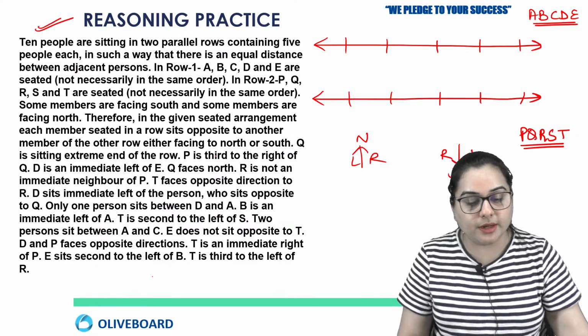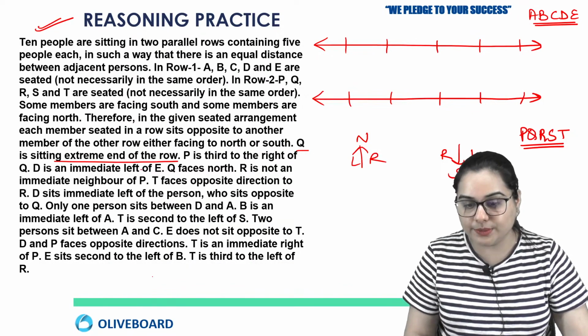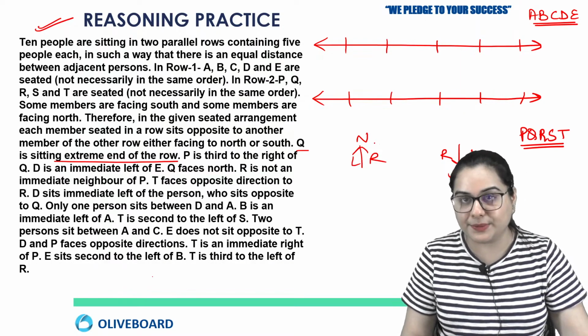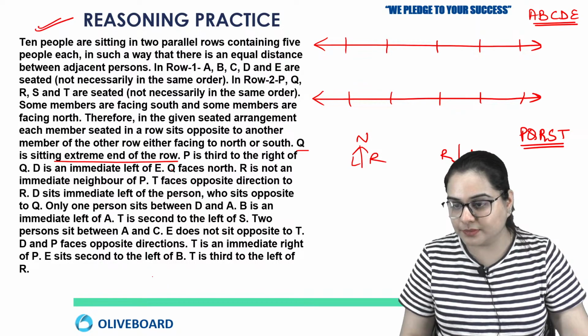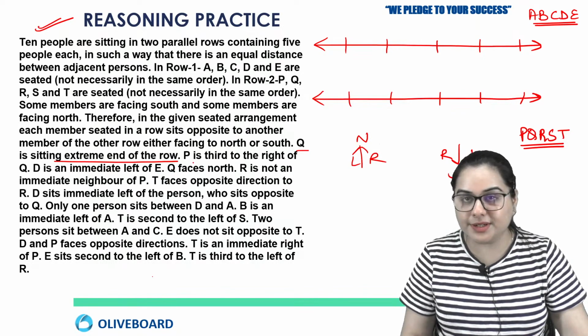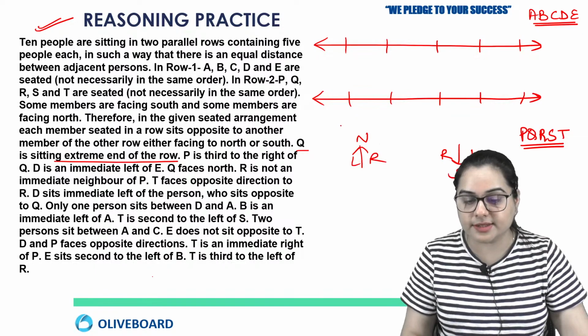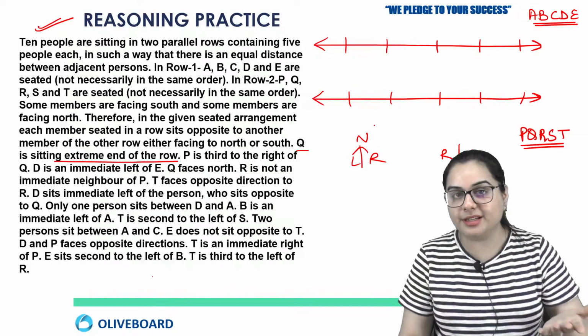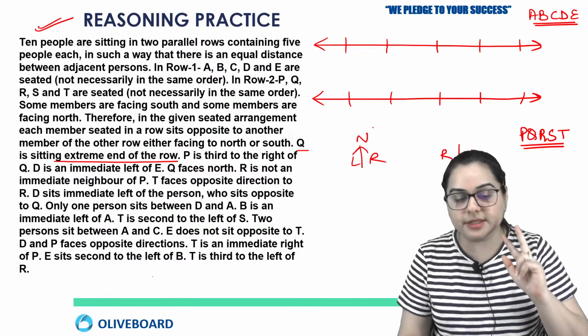Okay, so here now Q is sitting extreme end of the row. So I already know that Q will be sitting in the second row. Okay, so Raju, no problem. Just try to understand this question now. Okay, so Q is sitting extreme end of the row. So that suggests it will be either on the immediate left or in the immediate right of the second row. At least we are definite that Q will be sitting in the second row.